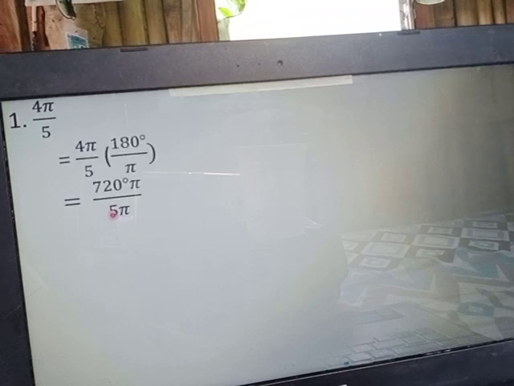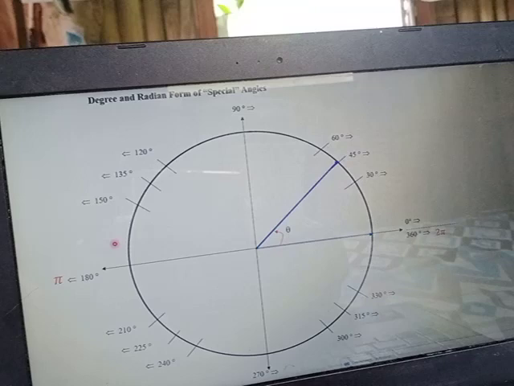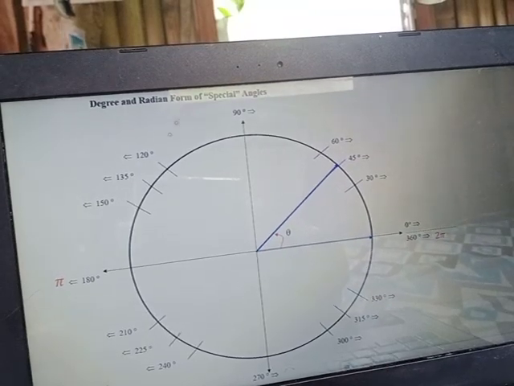Next, we have 4 pi over 5. Multiply by 180 degrees over pi. Then multiply 4 and 180, so 720 degrees pi. And then 5 times pi, we have 5 pi. So cancel the pi in the numerator and the denominator, and then divide 720 by 5, which is equivalent to 144 degrees.